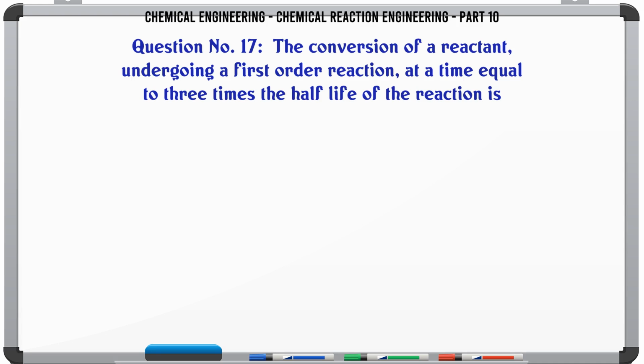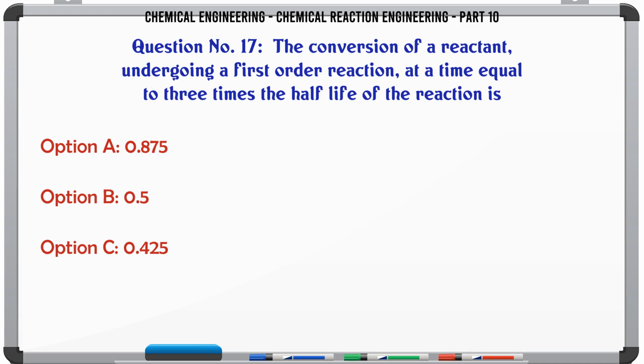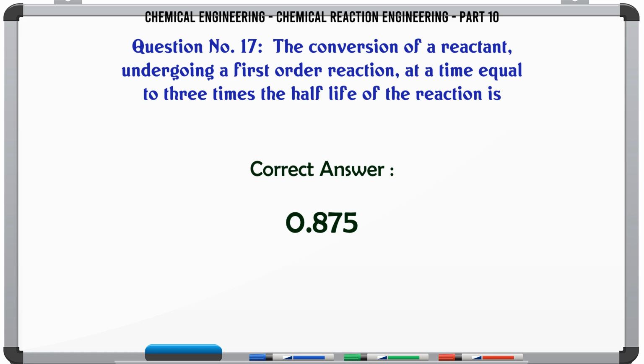The conversion of a reactant undergoing a first-order reaction at a time equal to 3 times the half-life of the reaction is: A) 0.875, B) 0.5, C) 0.425, D) data insufficient to calculate. The correct answer is 0.875.